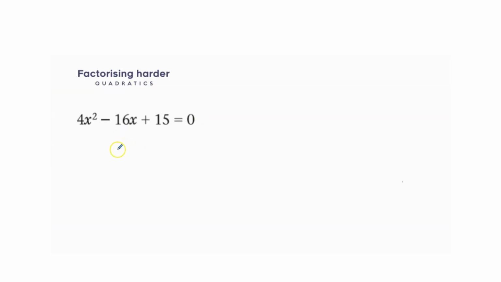Here we have a quadratic equation and we want to factorize and solve it. But if you notice, the coefficient of x squared is greater than 1. So let us factorize it. The approach I'm going to use is what I call the highest common factor method, the HCF method. It's very simple and easy to work with.